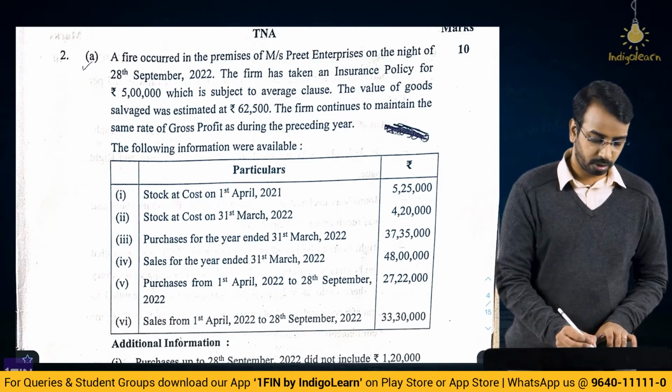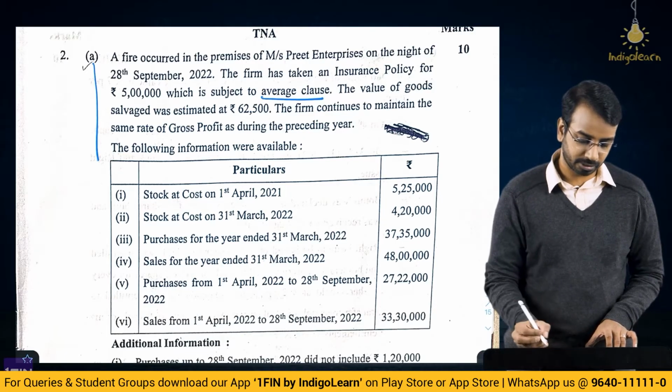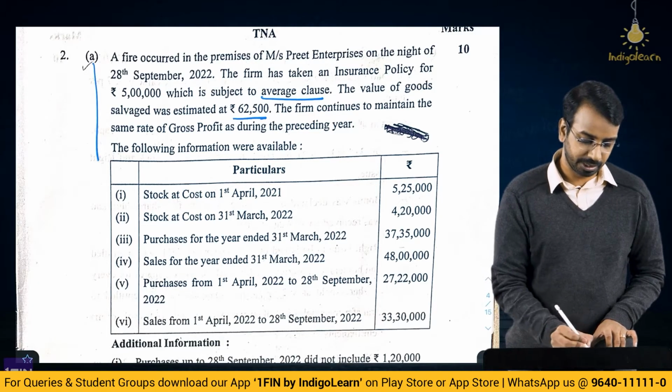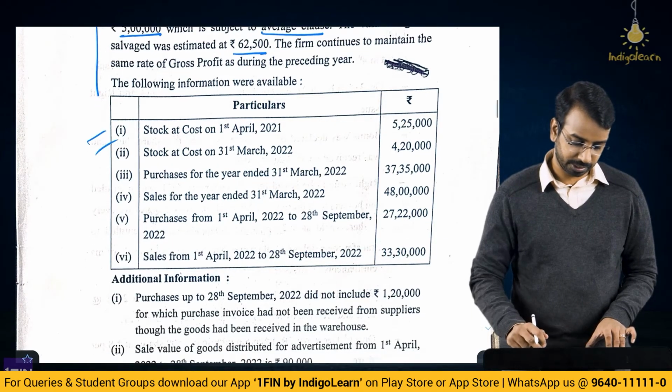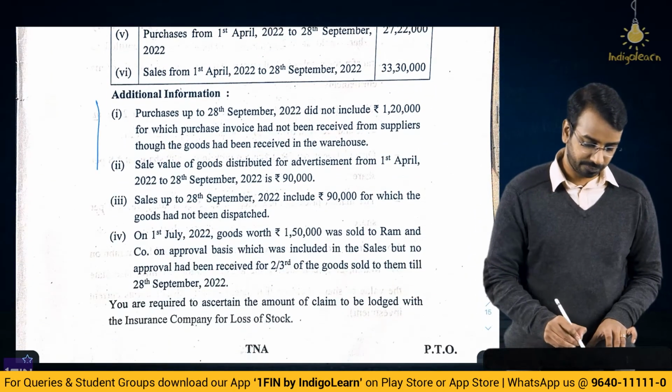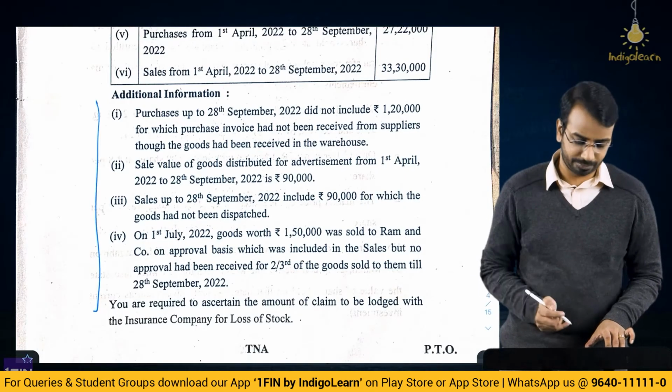Then the next question on loss of stock, right? So there is an average clause given, salvage value is given, insurance policy value is given, they have given stock at cost, purchases and all of that is given, right? And they have given a series of adjustments, which you can have a look at.